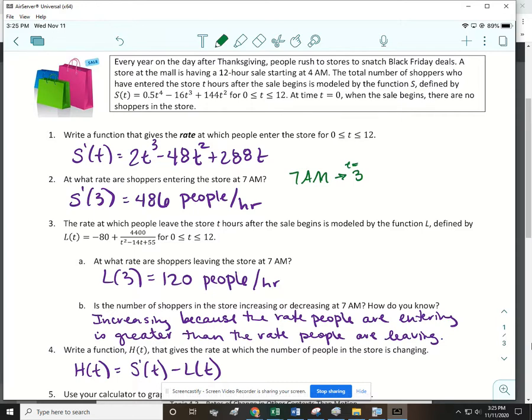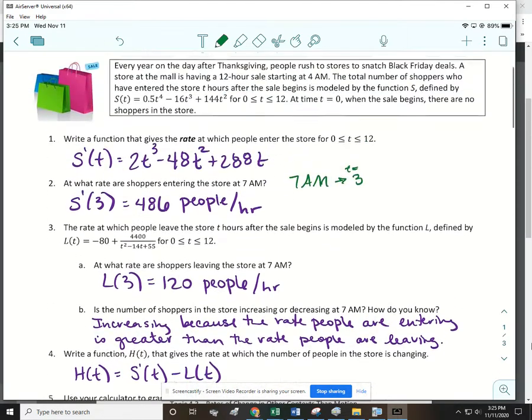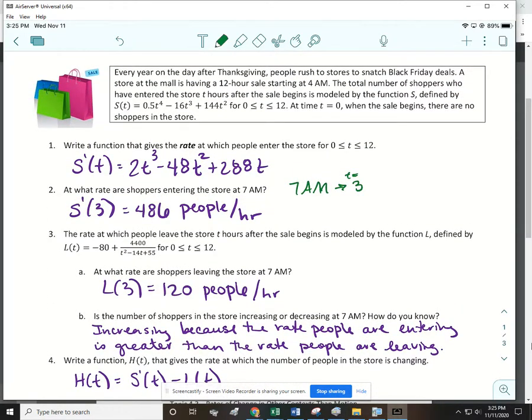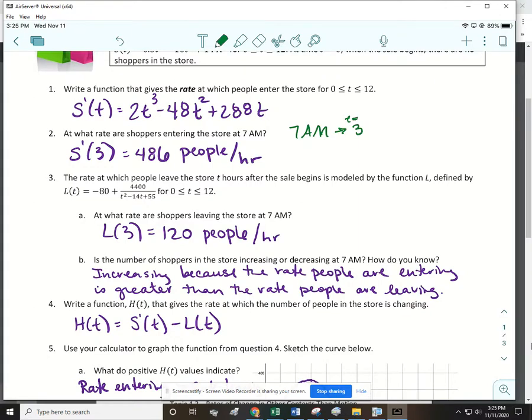All right, and then 3, we're given a rate. So this is different than S. S was a function that gave the number of shoppers. L is a function that gives the rate at which people leave the store. L is already a rate, so it's a little different, but we can still work with it.